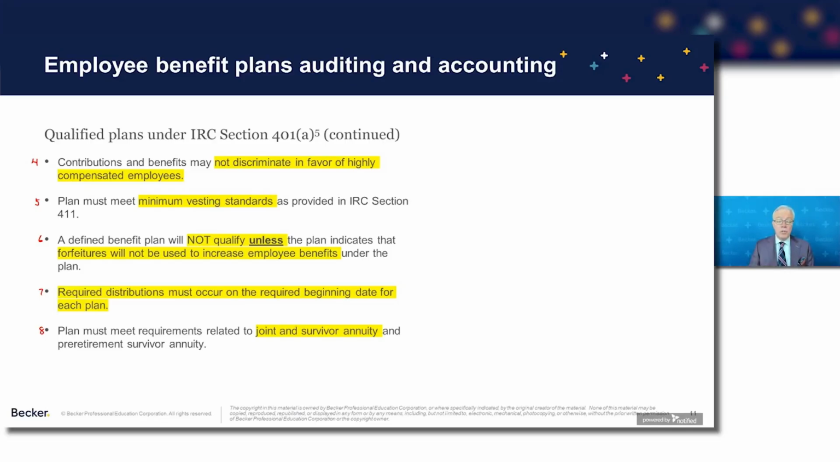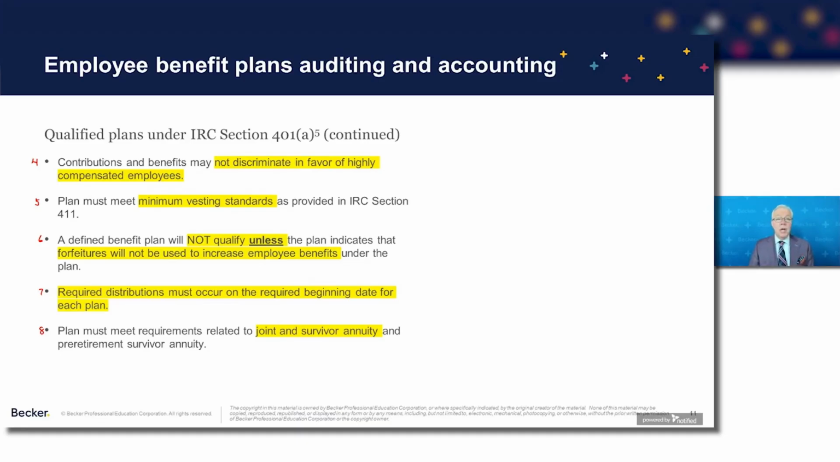Number 4, contributions and benefits may not discriminate in favor of highly compensated individuals. In other words, the top dogs. Number 5, the plan must meet minimum vesting requirements. Typically, maybe you have it vested right away. Sometimes there's a period of time that you have to wait.